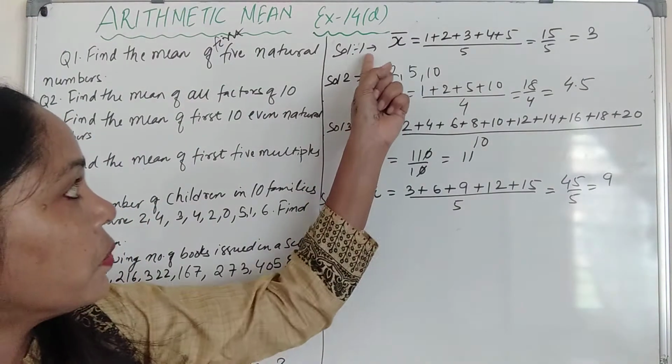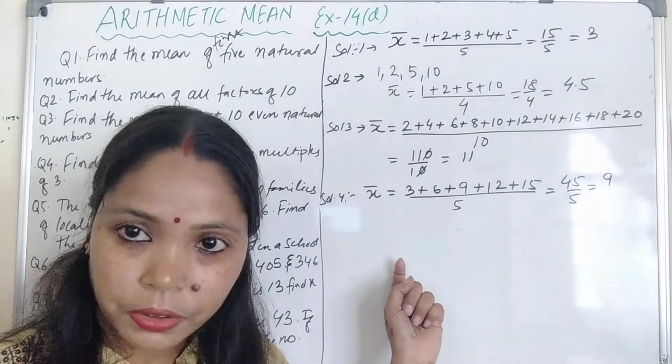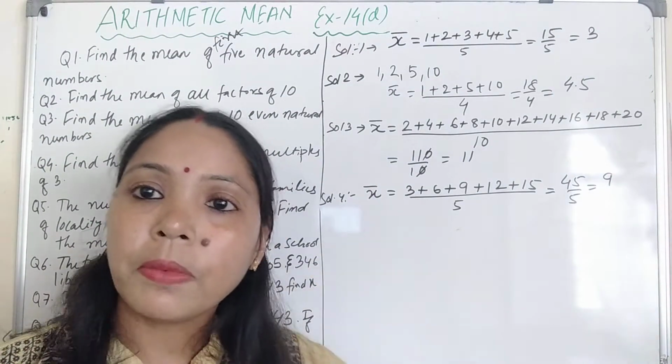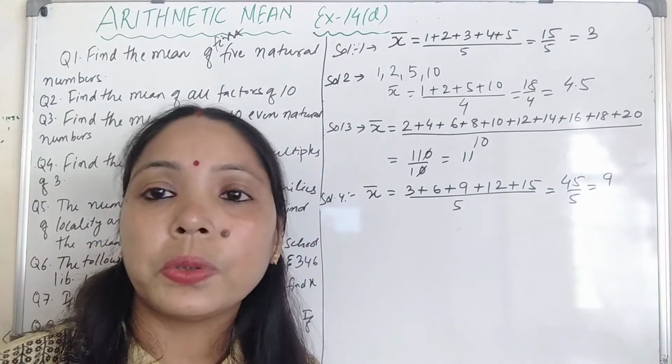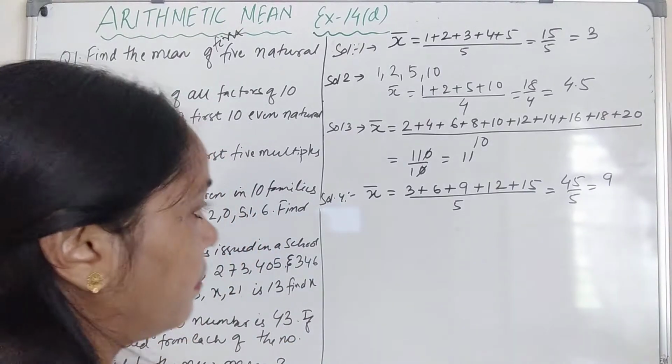I hope all this, 1, 2, 3, 4, is clear to you. You only have to do the sum of the observations divided by the total number of observations.